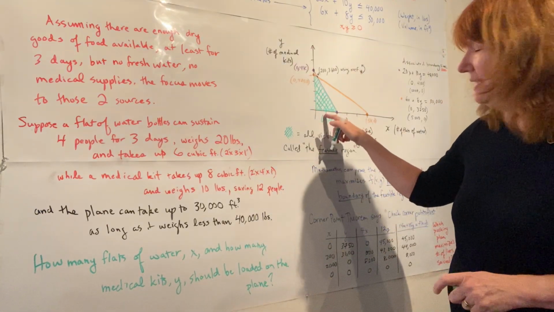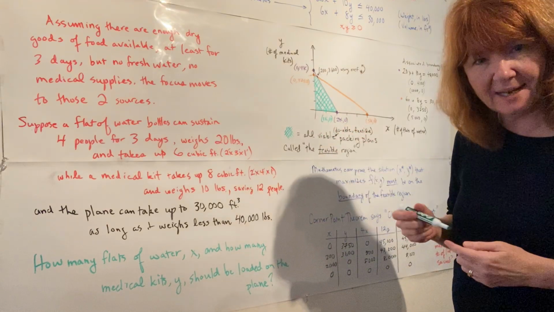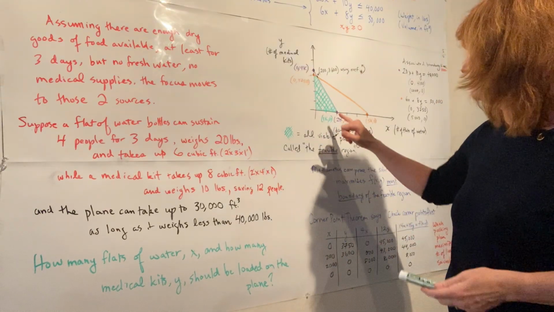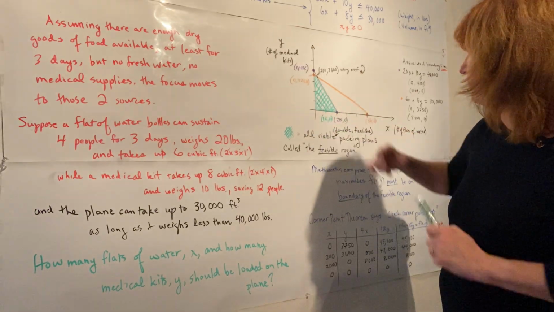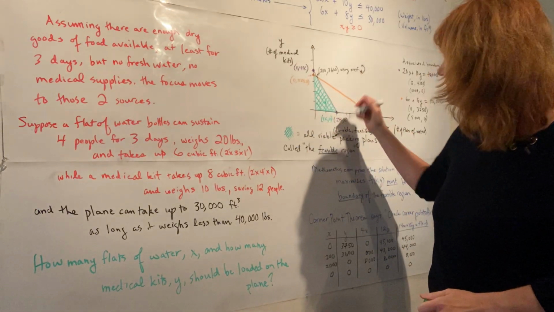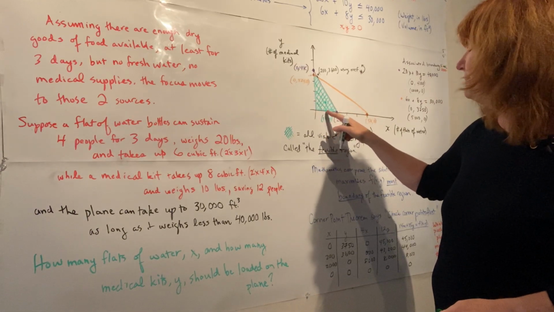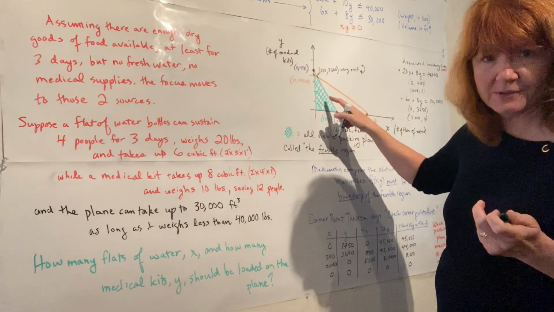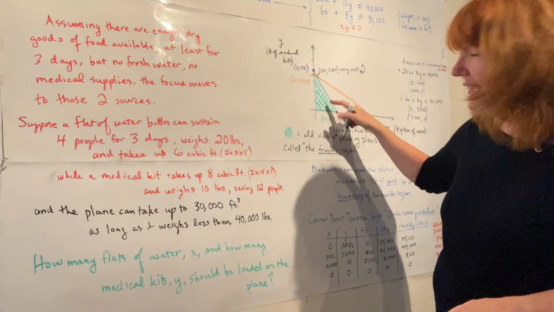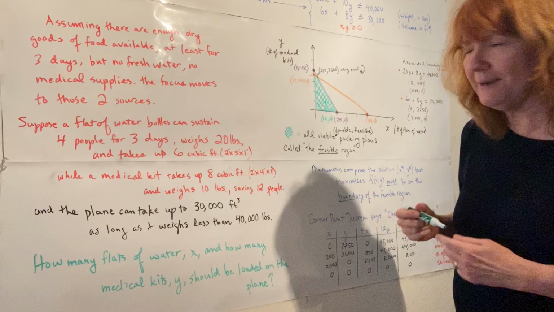Does that packing plan maximize the number of lives saved? Okay. So you're like, well, no. Clearly, I could have this point in here. What's that one? That's 1, 1. Let's see, 1K, 1K. That means 1,000 flats of water, 1,000 medical kits. That also can still take off, and certainly that will save more lives, right?